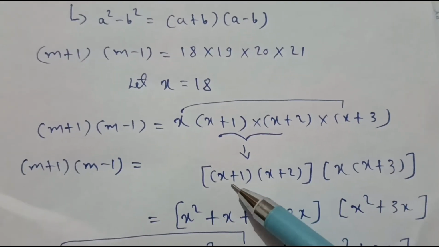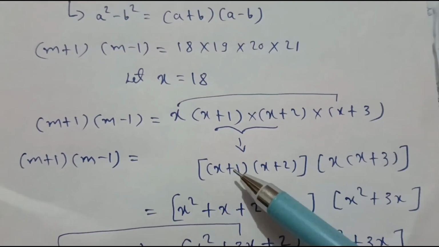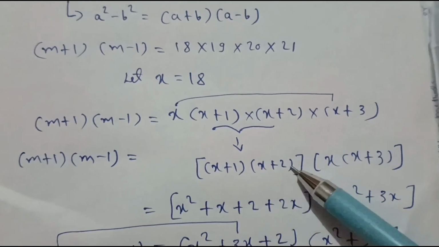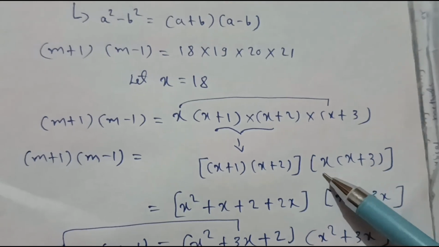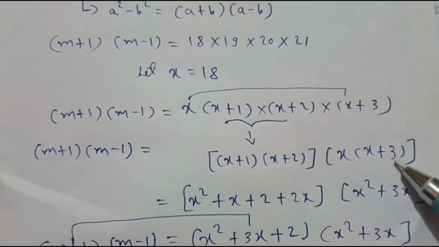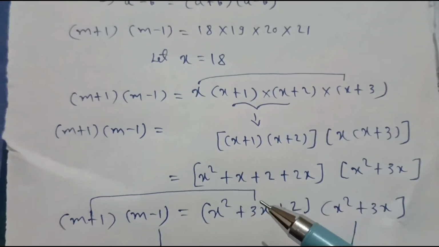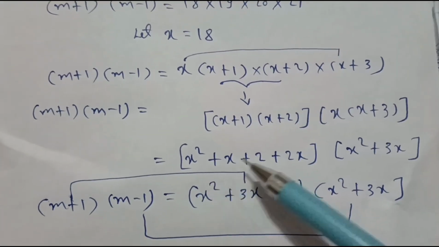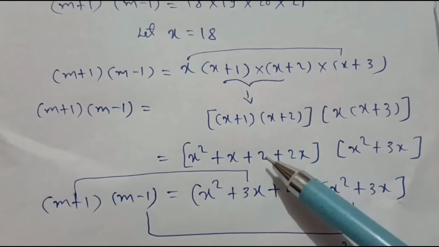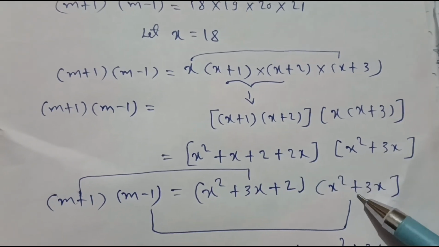Next, multiply these two: x into x is x square, x times 1 is x, plus 2 times x is 2x. Solve this bracket: x into x is x square, plus 3 times x is 3x. Here, m plus 1, m minus 1 as it is. Here, x square, 2x plus x is 3x, plus 2 as it is. This number as it is.